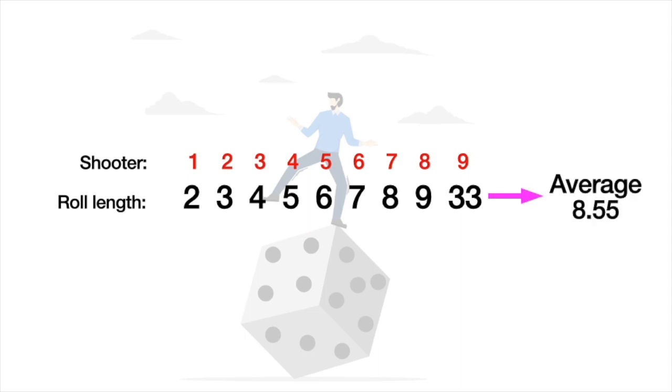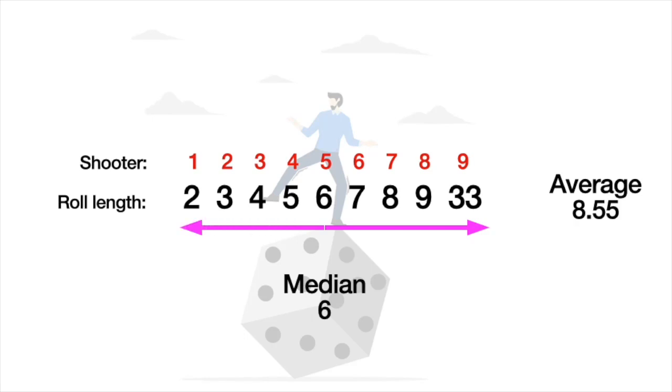But you can see that's really skewed. Most of the rolls were shorter than that. So if we look at the median value, the value in the middle, which is 6, we see that half the rolls are longer and half the rolls are shorter. The point here is that the average can be skewed upward by 1 or more very large numbers.